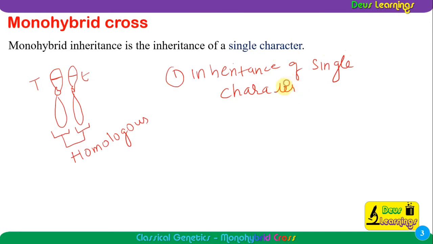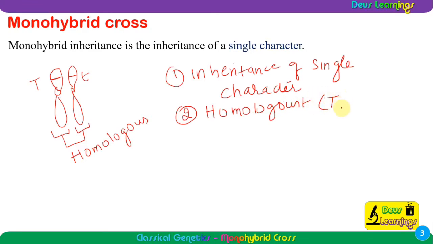Then what we need to understand is that they are in homologous chromosomes. Those two alleles, for example for the plant height that we take, are in homologous chromosomes, right? Okay.